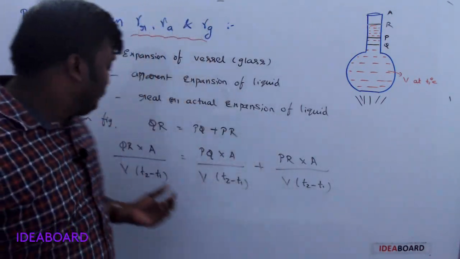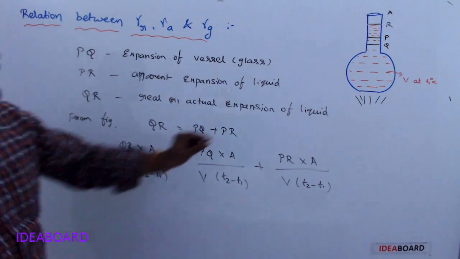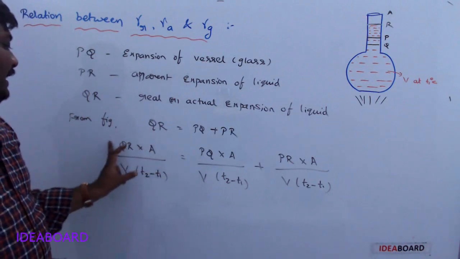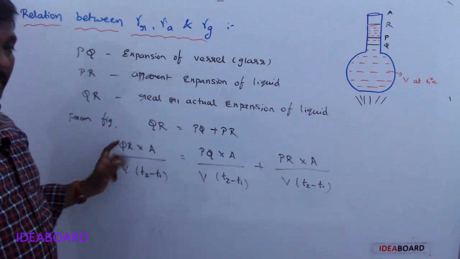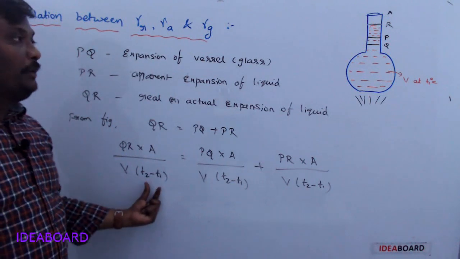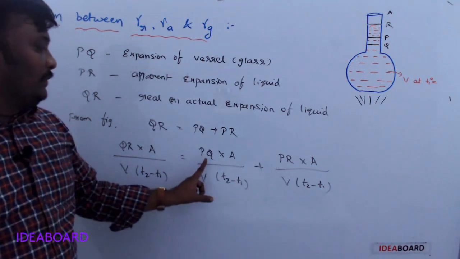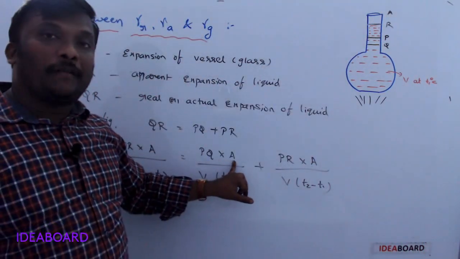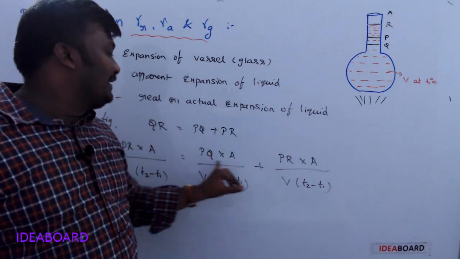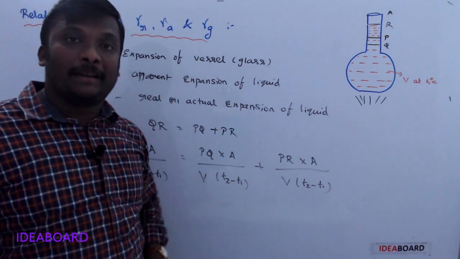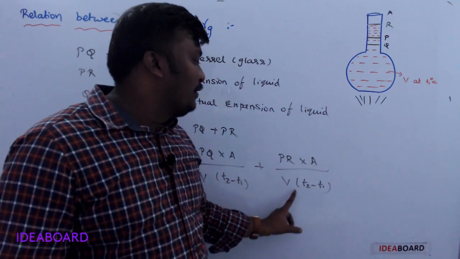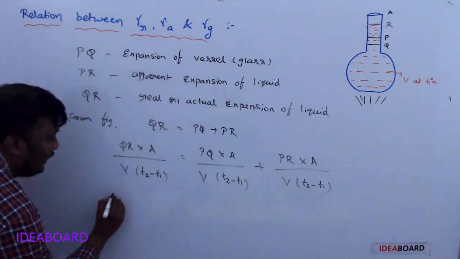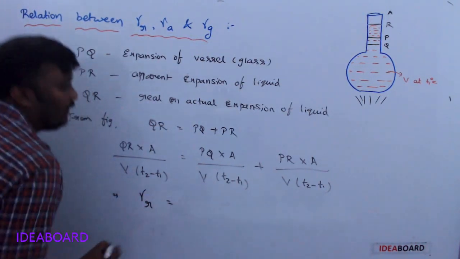If you want volume, then QR is nothing but length, and length into area indicates the increase in volume by original volume per unit rise in temperature. PQ is the increase in the volume multiplied with the area of cross section, so the total value indicates the increase in volume by original volume into rise in temperature. Here also it is increase in volume by original volume into rise in temperature. So QR is nothing but real expansion, that's why it is called gamma R.